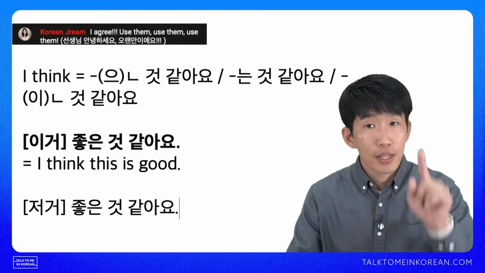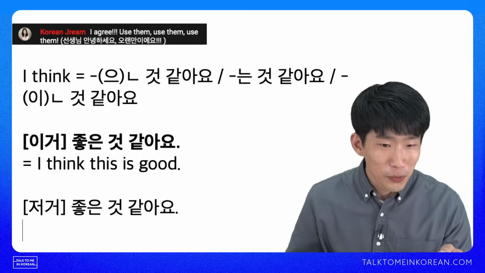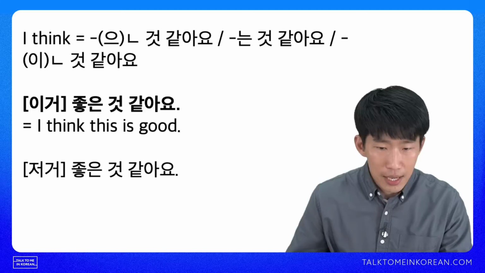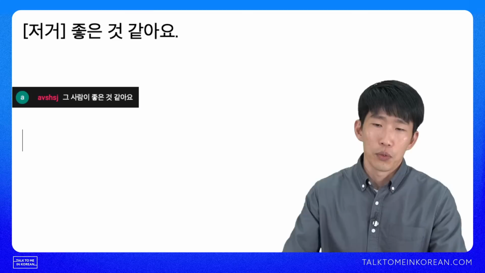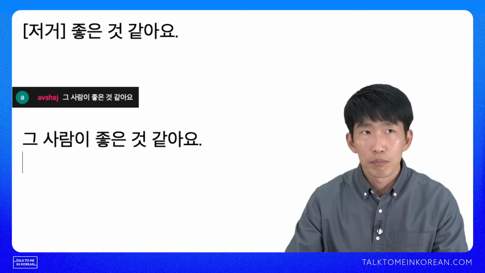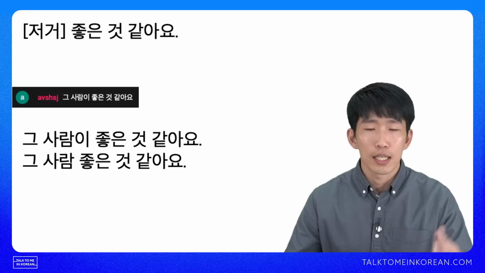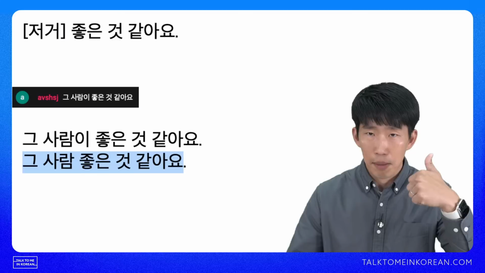I think you are already doing that. And here, AVSHSJ already wrote, 그 사람이 좋은 것 같아요. So I would say, as a more general sentence, I would suggest 그 사람 좋은 것 같아요. As a more generally acceptable sentence, 그 사람 좋은 것 같아요. I think that person is good. I think that person is a nice person.